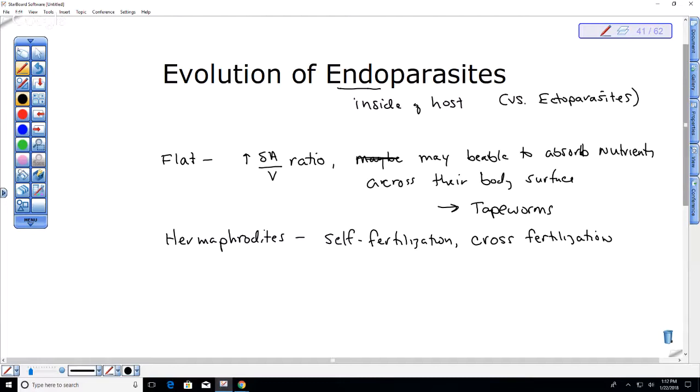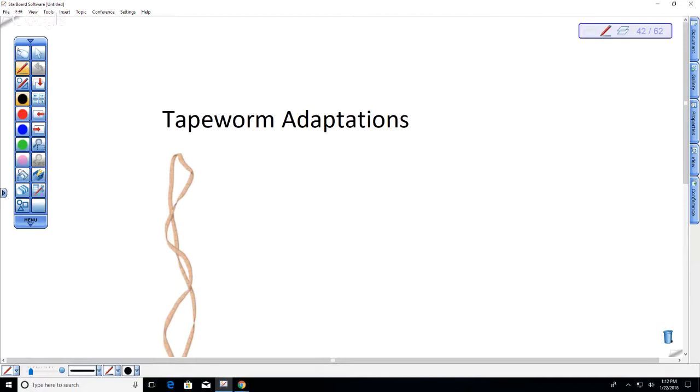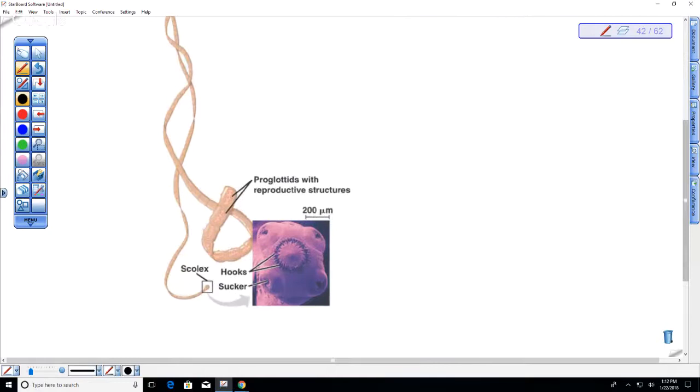Okay, so if we look at some examples of tapeworm adaptations, this would be the cestodes. These guys lack a digestive system. They do have a structure on their anterior end called a scolex, and the scolex is an organ of attachment. Because food is moving through the digestive tract, you could potentially just flush your parasite out unless it's attached to your digestive tract in some way. The scolex is at the smaller end of the tapeworm. Notice this end right here is the small end. And this is an electron microscope picture of the scolex. It has hooks and suckers.